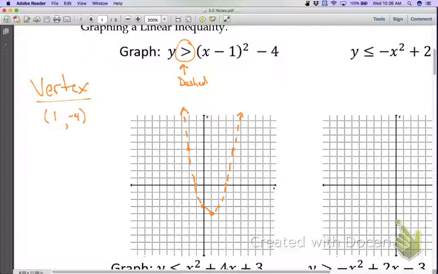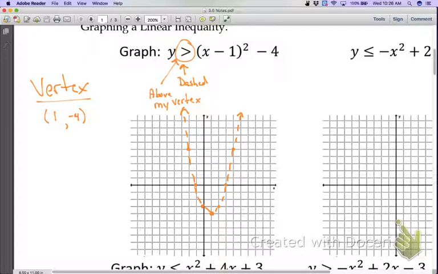So now, whenever we shade, we always look at where my vertex is, and am I going to be above my vertex or below my vertex? Whenever I talk about that point, I'm looking at either that bottom value or the value at the top. In this case, it's the minimum value, that vertex at 1, negative 4. It's shading above it. Because it is greater than, that means it's going to be above my vertex.